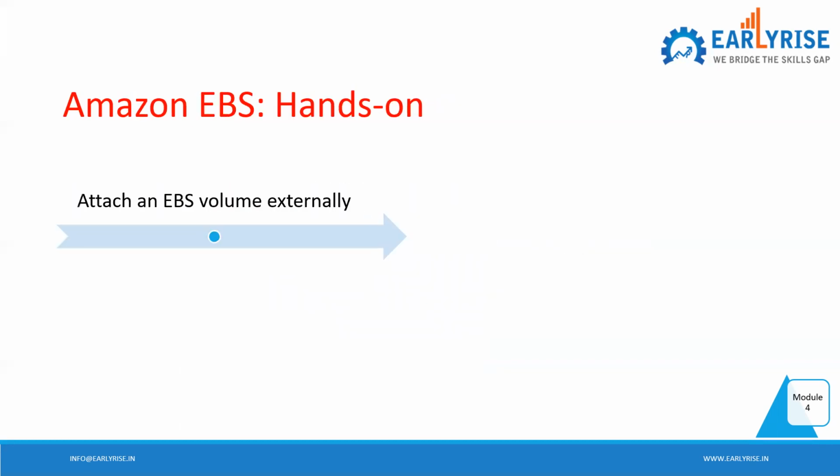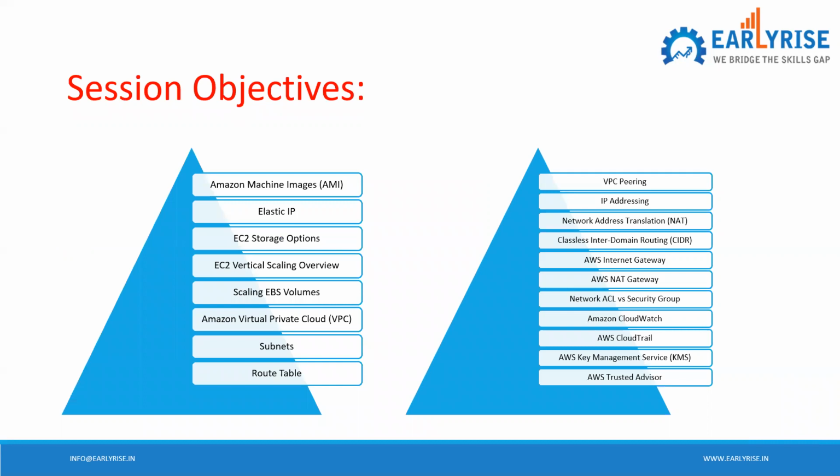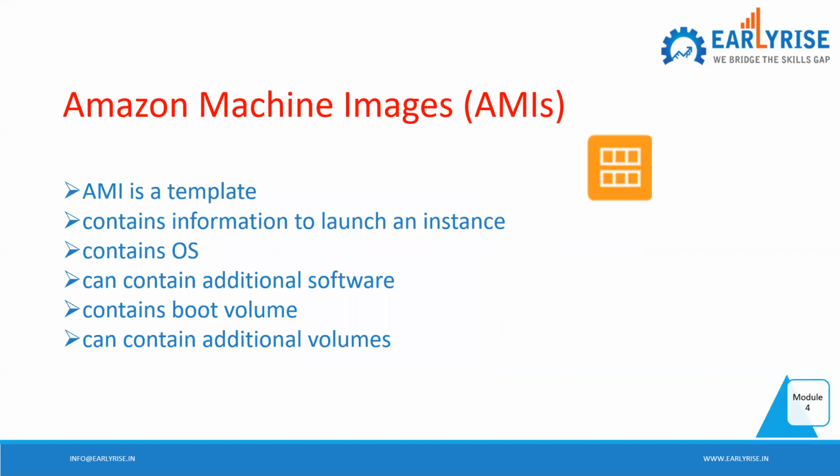Then we looked at snapshots, and today we'll be looking at AMI. This AMI is a template. Just understand that it is a template to launch an instance. It will have all the technical information required to launch an instance, whatever configuration is required. And it will contain the operating system. What operating system you want to install?